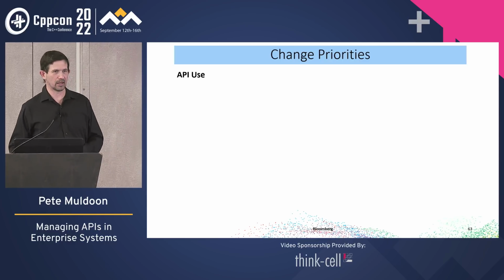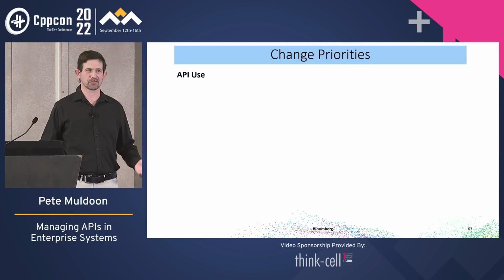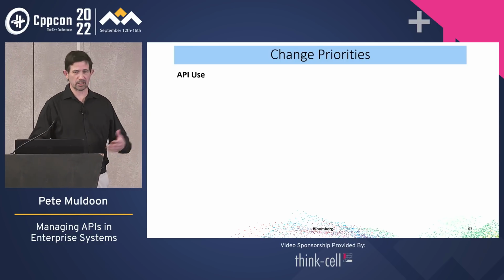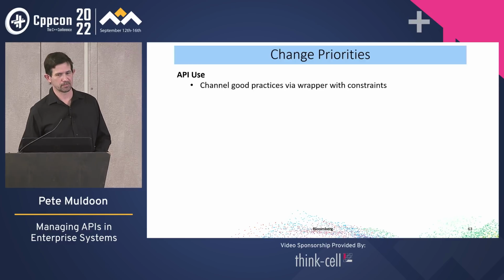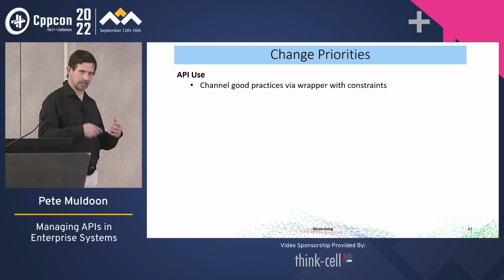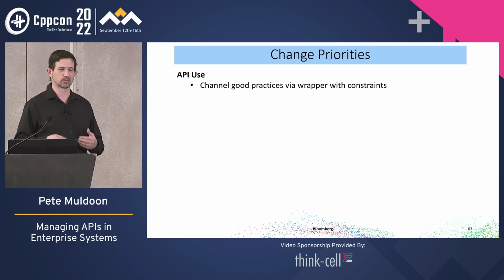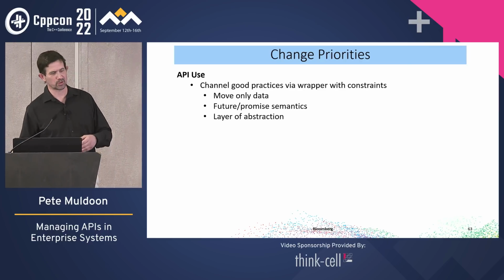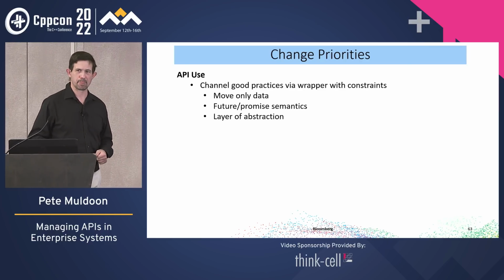So that's what we did with the API use, and this is something I don't think we cover very much. We talk about all the producing of it. We're going to use an API, how do we properly constrain it? And we said we will make that choice that we're going to channel good practices via a wrapper with constraints, and we got move-only data, future promise, a layer of abstraction.